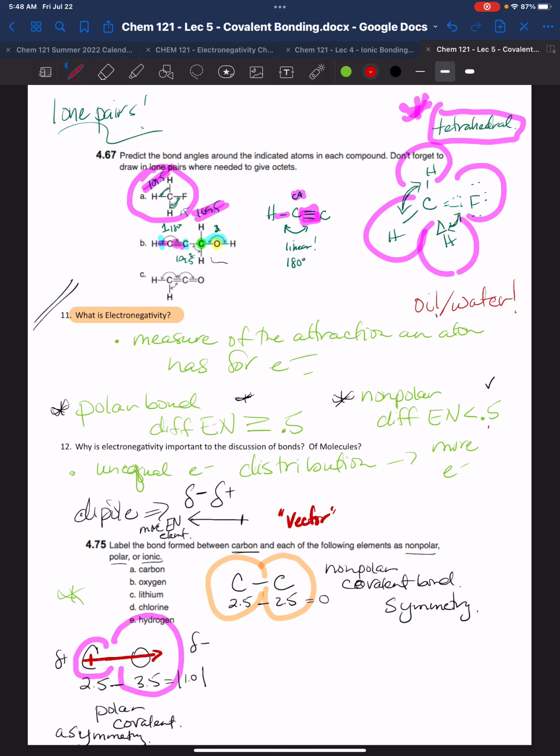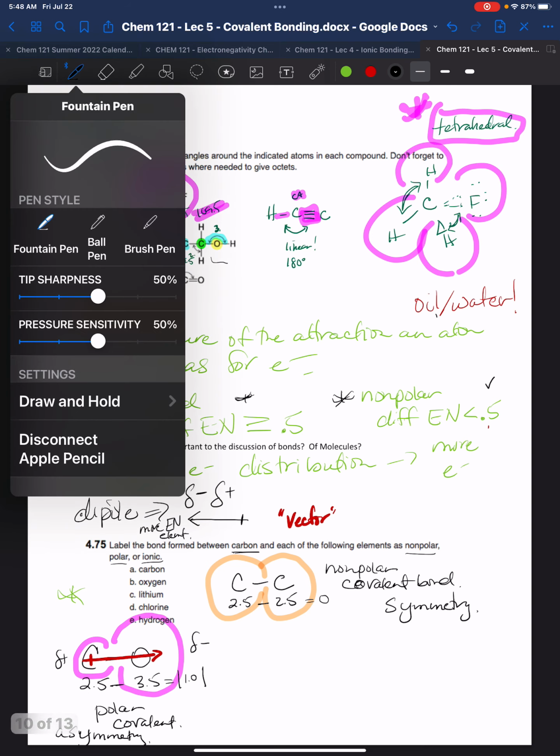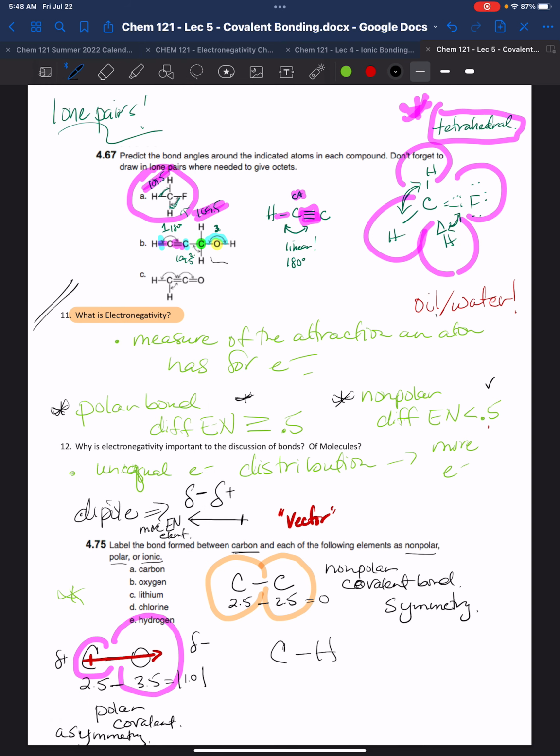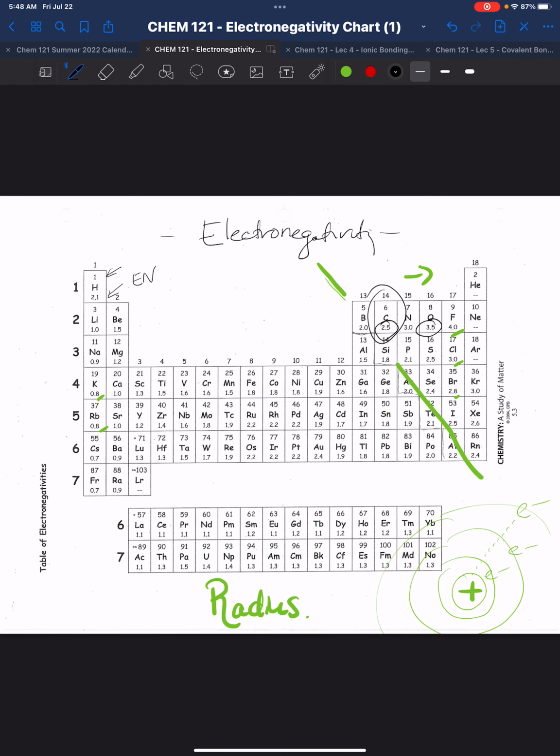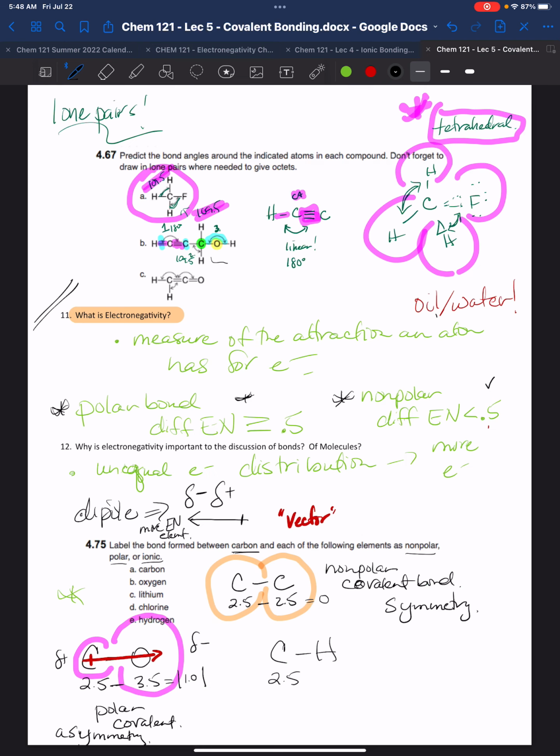Okay, another important bond that you're going to run into a whole bunch is the carbon-hydrogen bond. So let's look at that carbon-hydrogen bond. You know the carbon is 2.5, and if we go back to our chart, we know that hydrogen is 2.1. So when we subtract those, we get 0.4, right? So if I'm doing the absolute value, that fits into this category as well. So this is going to be a nonpolar covalent bond.